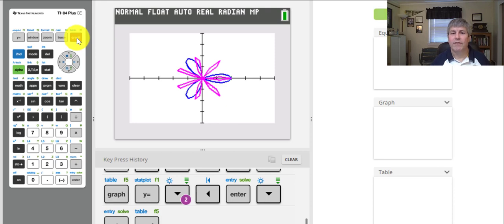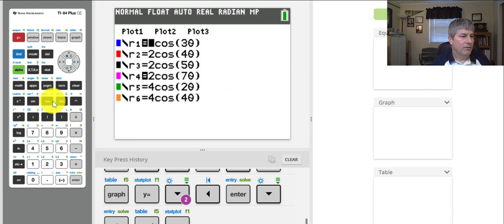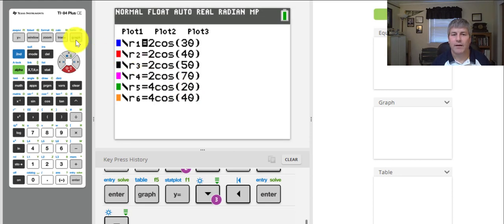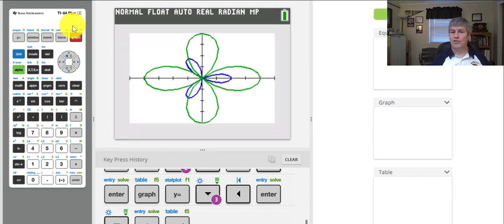And sure enough, that one does indeed have 7 petals. Now let's look at 2 cosine of 3 theta and 4 cosine of 2 theta. So now we have an even value of n, so we're going to have double the petals, but the 4 looks like it's going to extend. We're going to have a longer petal on there. Instead of 2, it's going to be 4. We graph that, and sure enough, we have 4 petals and a length of 4.